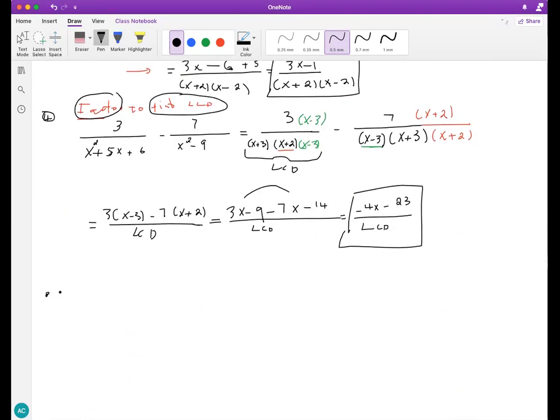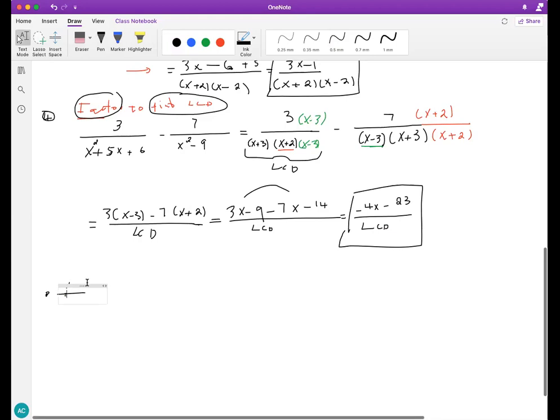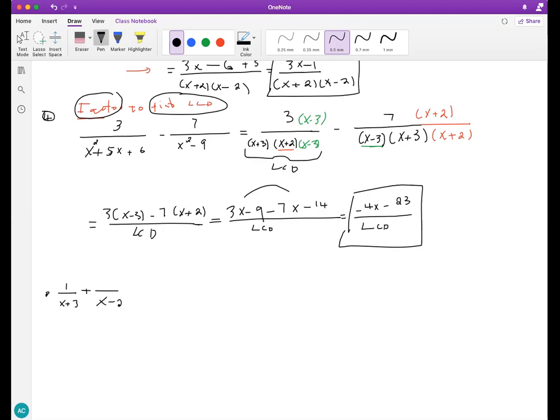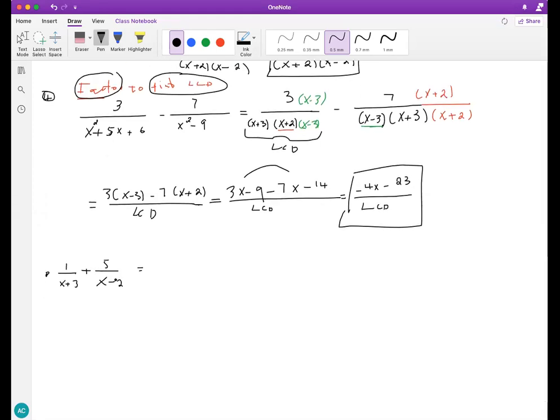I just wanted to do one last one here. Say you have X, just maybe 1 plus. So you may see something like this. Again, we want to add these two. As you can see, these are different, and we can't factor them. They're already factored. So to find the LCD, basically each one is missing the other. So no factoring is necessary here because they're already factored.